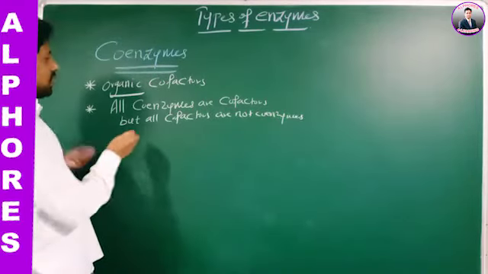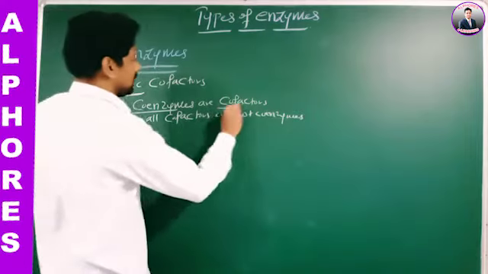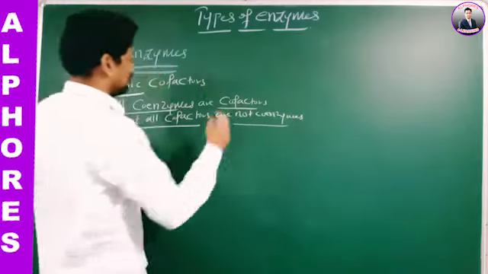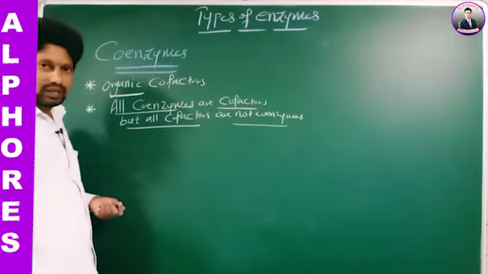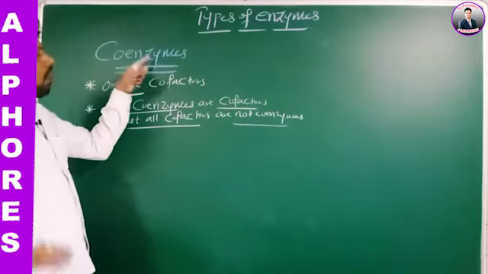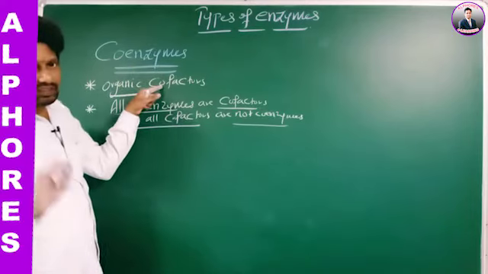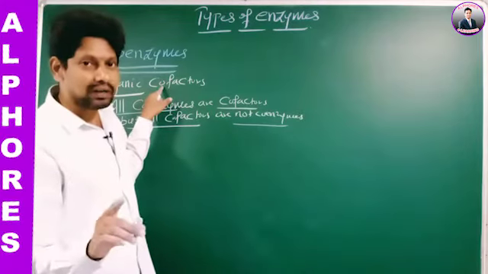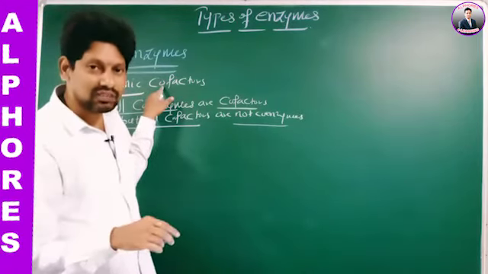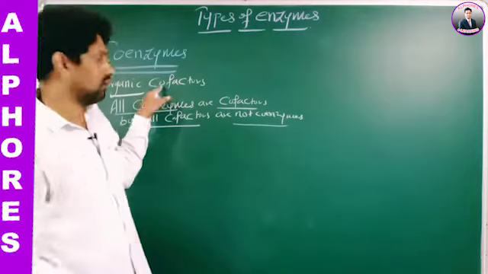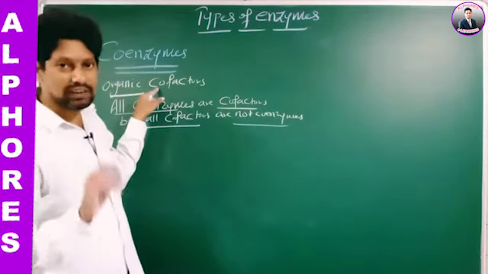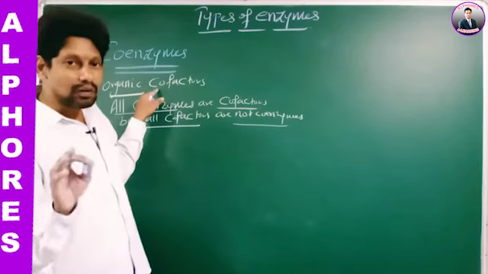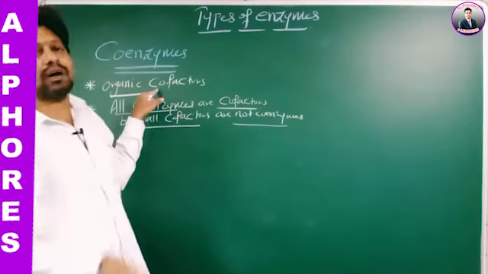All coenzymes are cofactors, but all cofactors are not coenzymes. Now listen to this statement: a coenzyme is nothing but a cofactor. Cofactor means non-protein part. This non-protein part should bind to which part of the enzyme? The protein part of the enzyme.